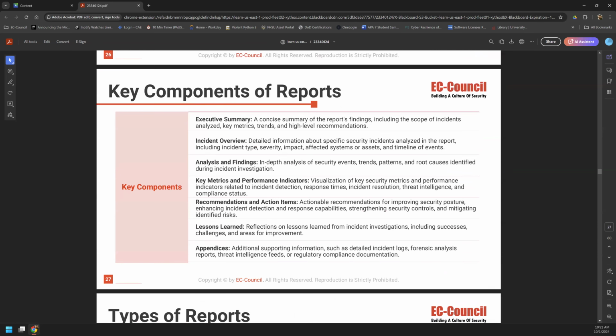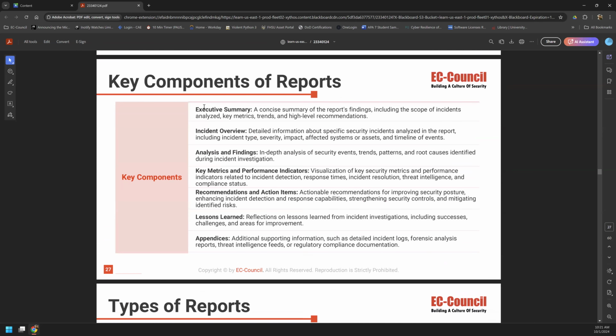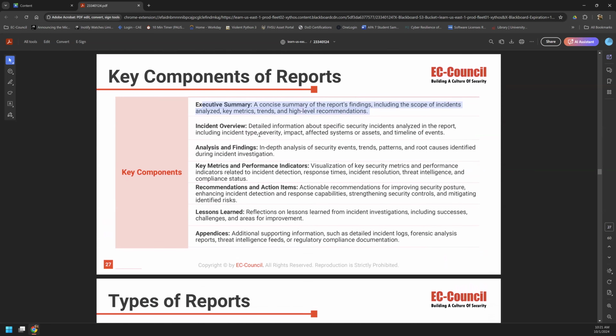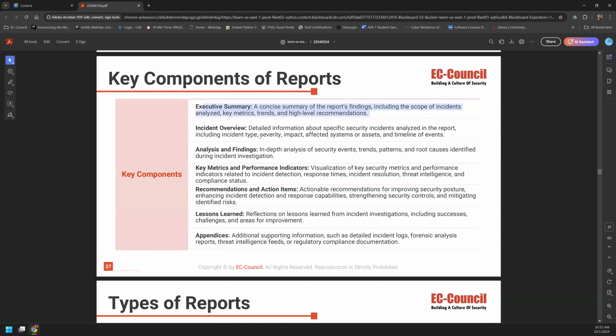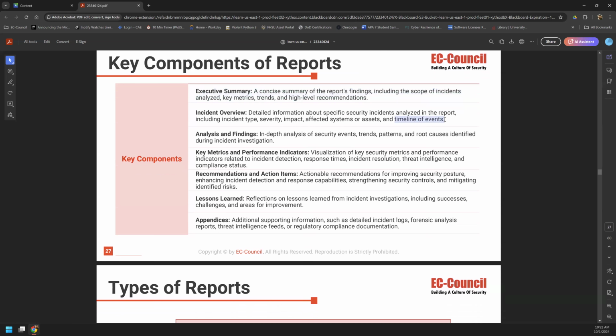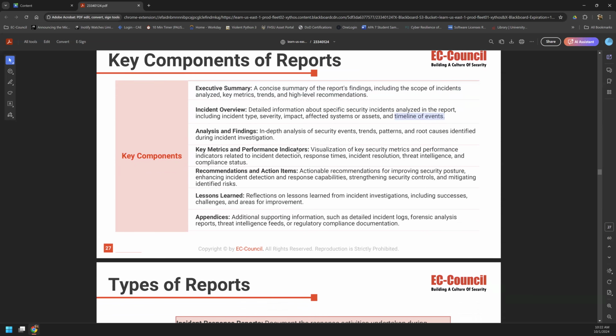There's going to be a couple different kinds that you'll pull in. The key components is always going to be this executive summary, which is a concise summary of the report's findings, including the scope of the incidents analyzed, key metrics, trends, and high-level recommendations. Then providing an overview of the incident itself, which is specific security incidents that were analyzed within the report, including the incident type, severity, assets, timeline of events. This timeline is a big thing in order to build out a timeline of what happened.